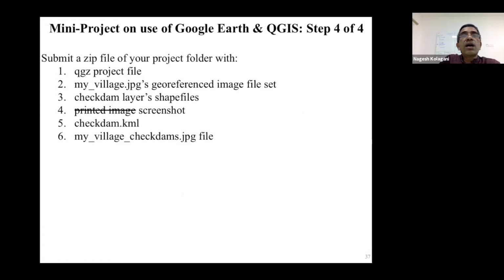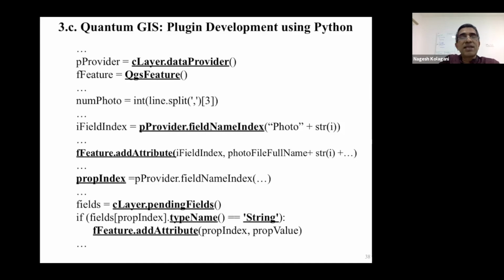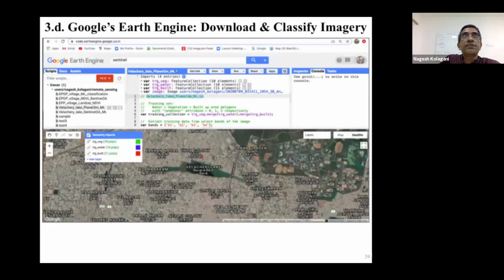This is what we do with Google Earth and Quantum GIS. The more recent thing that I am enamored with is high-end Python programming. Those who want to make Quantum GIS even more user-friendly can develop plugins using Python. I don't expect to teach that, or anybody to learn it, except programmers who want to take this forward. It is quite easy to do, and in a second workshop, we can possibly do that.